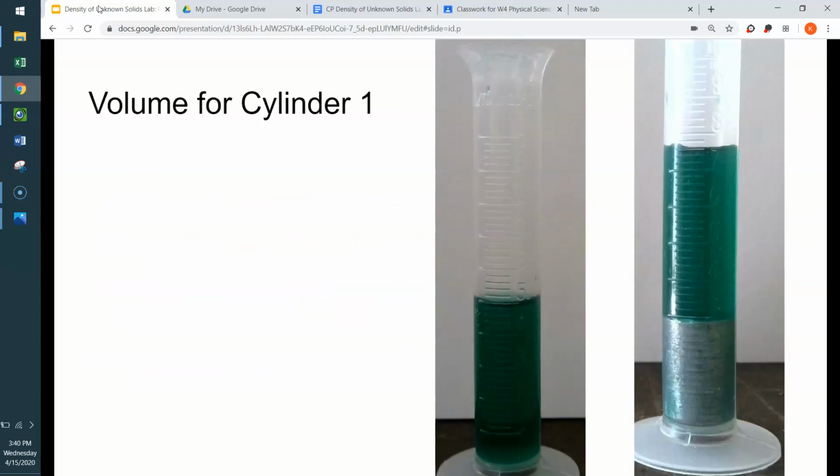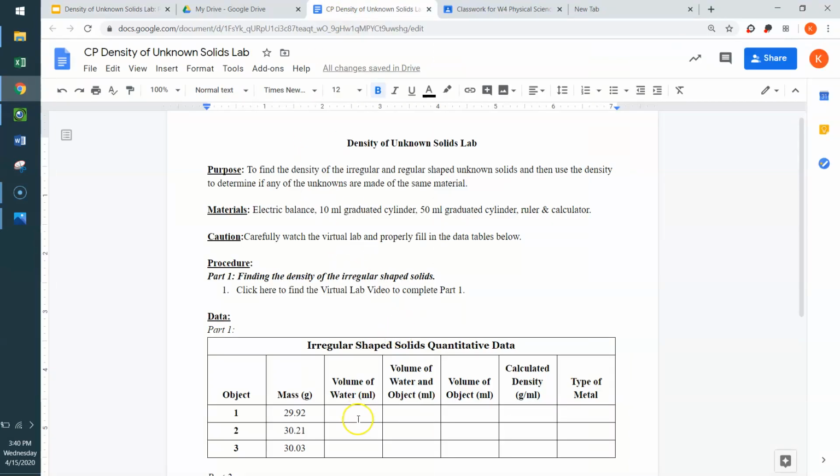So here we are. Here are the 2 pictures we need for recording the volume of cylinder 1. You can see here, right here where the meniscus, this bottom part of the liquid shape, is touching right on the 5. Okay, so this is going to be 5.0 milliliters. So you would come right back to this document here and you would type in 5.0, and again you don't need to type in milliliters because it already exists in the heading above.